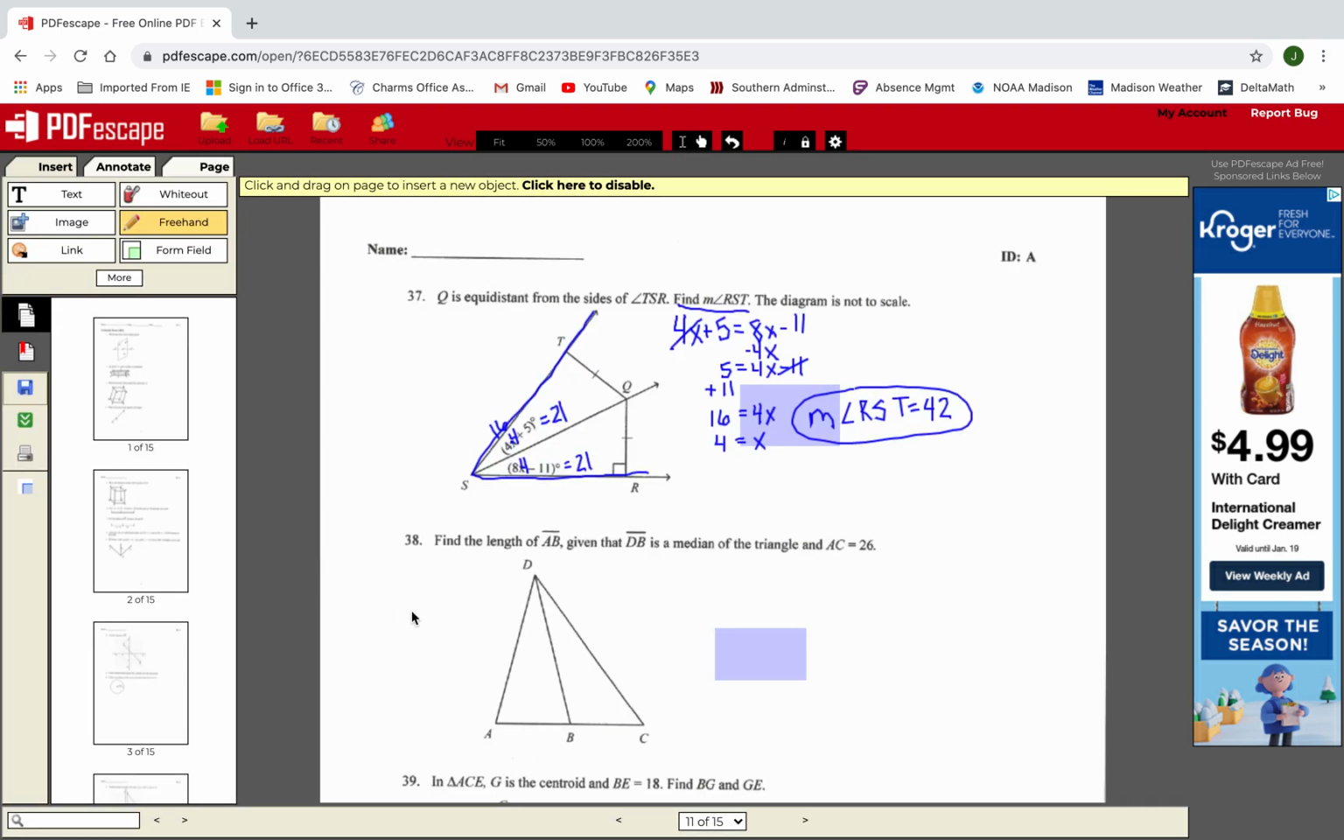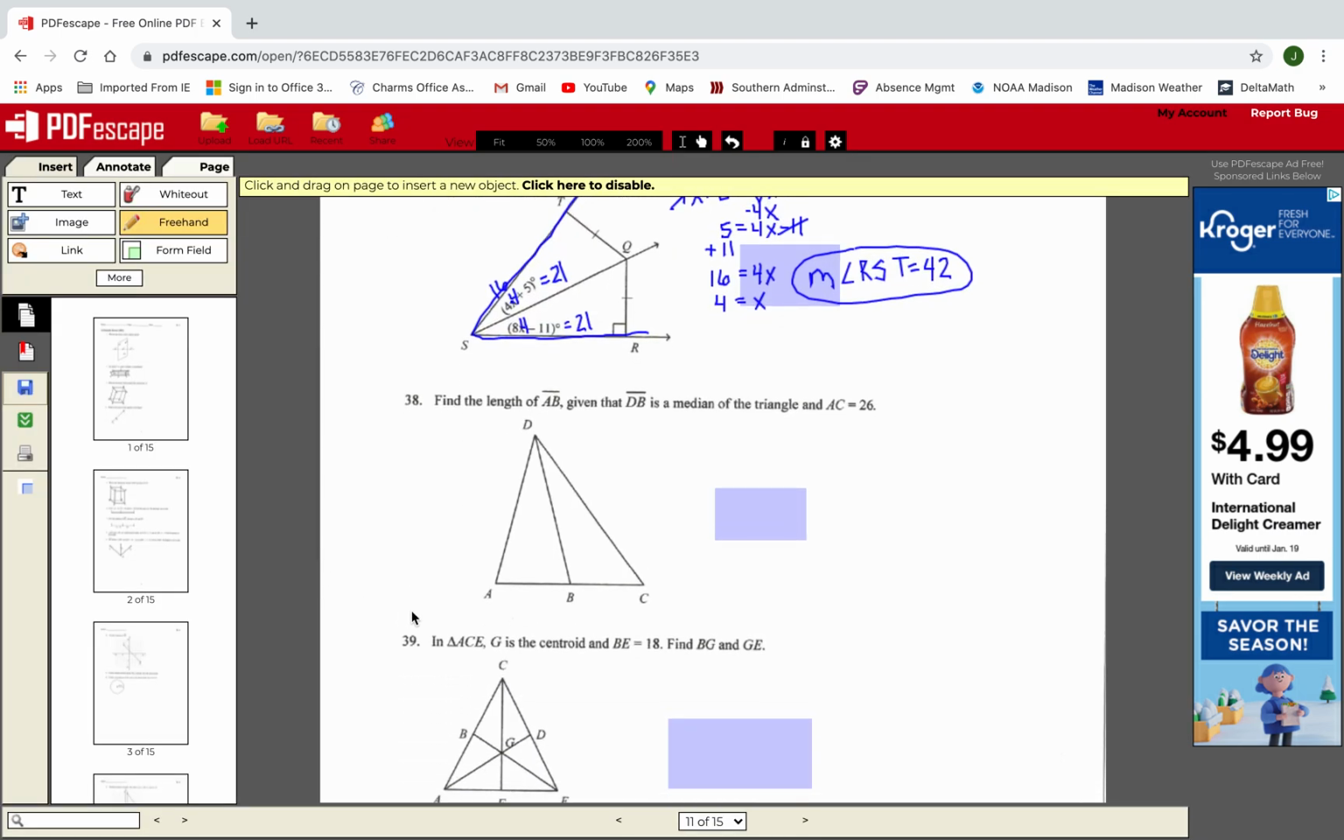Okay? 38 wants the length of AB. It says that DB is a median of the triangle and AC is 26. Okay, well, if it's a median of the triangle, that means that it meets at the midpoint. That means that B is the midpoint of AC, so AB is congruent to BC. So if AC in its entirety is 26, that means that each one of those pieces is 13. So AB is 13 and BC is 13. It wants the length of AB. So we find that AB is 13.